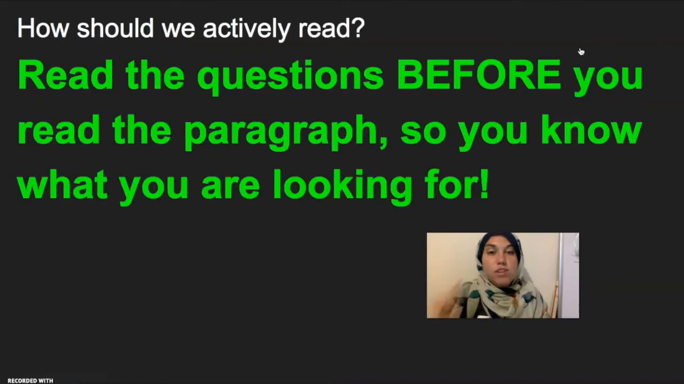Number 1, read the questions before you read the paragraph, okay? We did this together. I'm going to put an assignment on Google Classroom for you. I want you to go through and read the questions before you read the paragraph. Capiche? Okay, read the questions first so they're always in the back of your mind before you start to read what you're supposed to be reading.